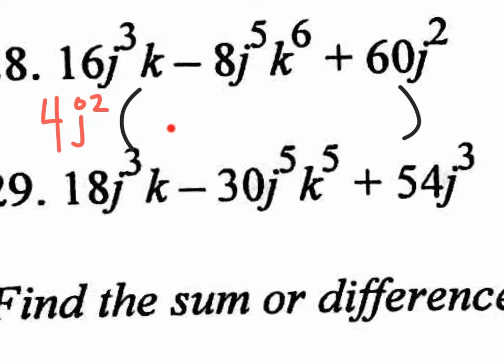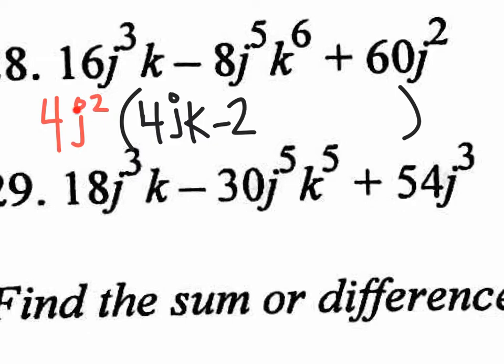4J squared times what gives you back 4? Okay, definitely a 4. 4J. And a J, thank you. But you also need a K in that first term, because up on top, there's the J to the third K. Okay, now the next term is going to be, 4 times what gets you a negative 8? Negative 2. So we're going to put negative 2.